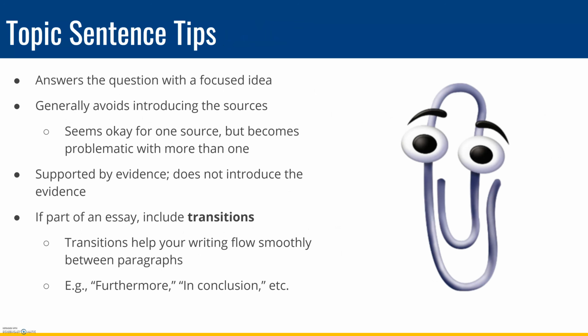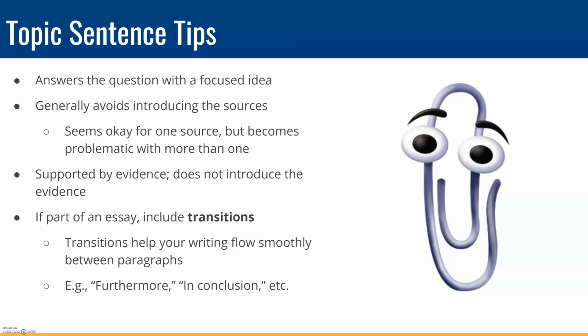Now, some tips for writing topic sentences here, and then hopefully we'll be able to see these as we go. Of course, first, make sure that you're answering the question with a focused idea. This is where we say we don't want you to be too general, but we also don't want you to be too specific. And we'll get more into what is too specific here in a minute. But you want to make sure that you're giving an answer to the question and not just something completely vague.